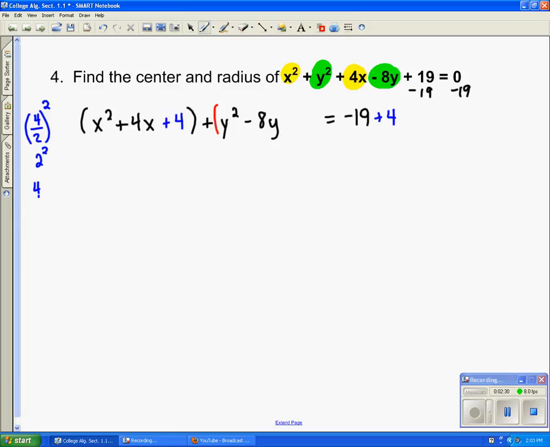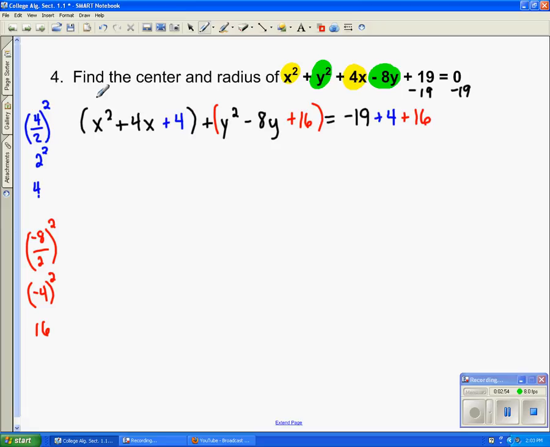Next, I want to complete the square with my y terms. I take my b term, which is negative 8, divide by 2, and square it. That's the complete the square method. Negative 4 squared is positive 16. If you add 16 in here, we're going to add 16 to the other side.